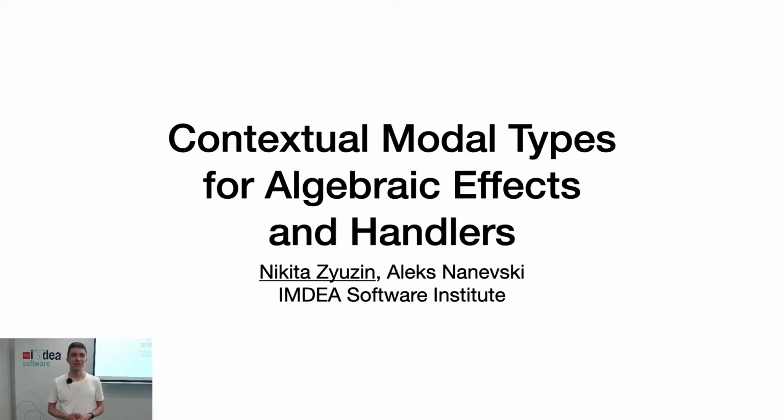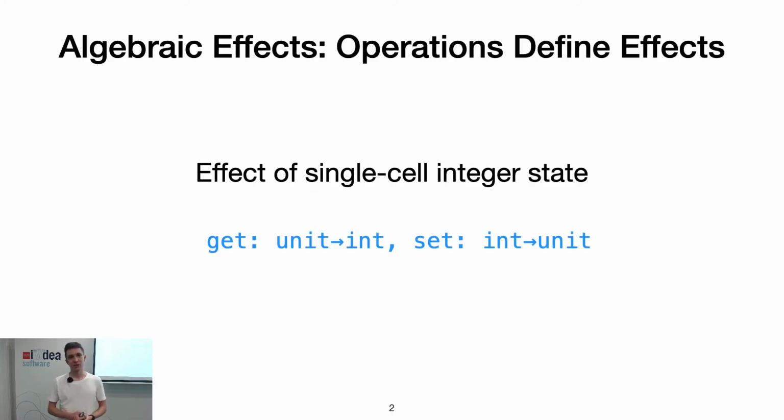Hi, I'm Nikita, and I will tell you today about my work on contextual modal types for algebraic effects and handlers, which is joint work with my advisor, Alex Nanevsky. Algebraic effects are those effects in programming languages that are defined by a set of operations that your programs might call. For example, we can model an effect of a single-cell integer state with two operations.